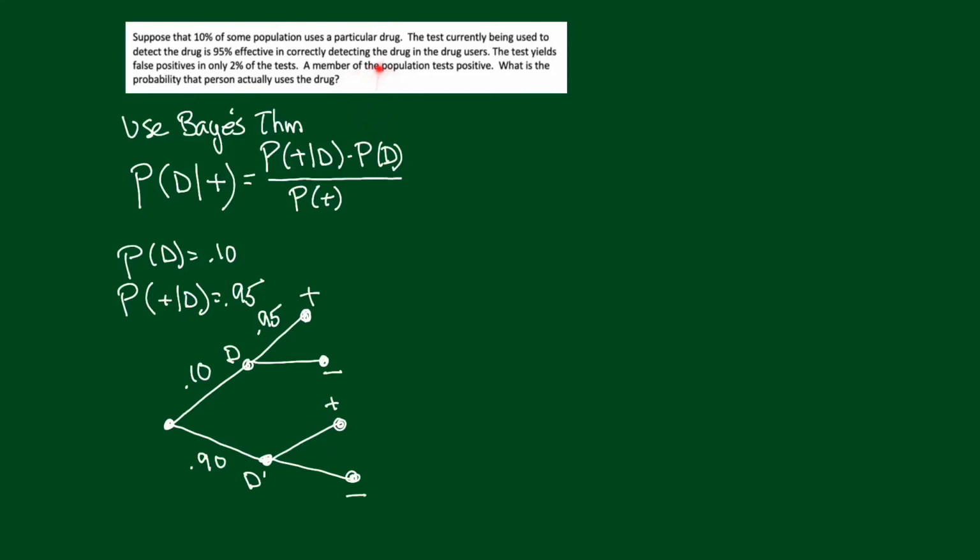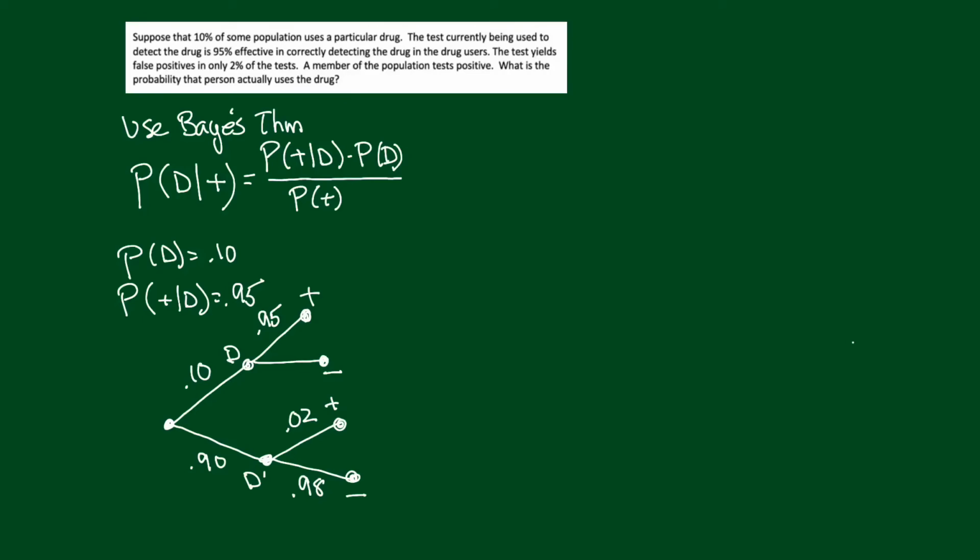Well, that's up here, right? It says the test yields false positives in 2% of the test. So false positive means you get a positive, but it's false. You're not taking the drug, but it came out positive. That's down here. You're not taking the drug, but it comes out as a positive test. That's 0.02. So they have to add up to 1. So it must be 98% of the time, if you're not taking the drug, you get a negative result.